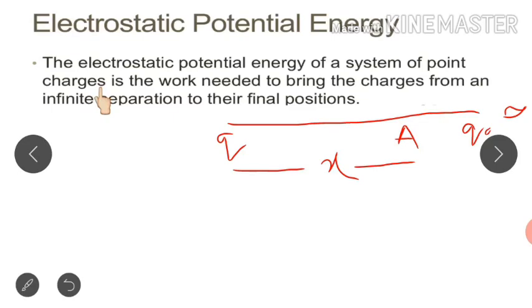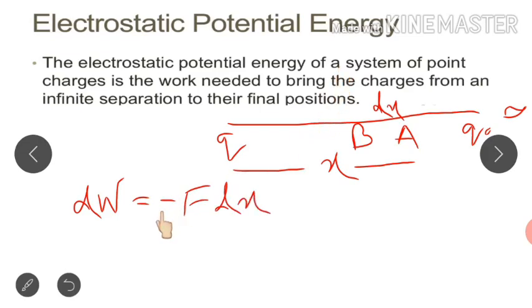Now suppose one more point is there, point B, and these 2 points A and B are at distance dx, suppose. So now if we are moving Q0 charge from A to B, we will do some work. So let that work be dw. And how much work we have to do? Minus F dx. Why is the minus sign there?